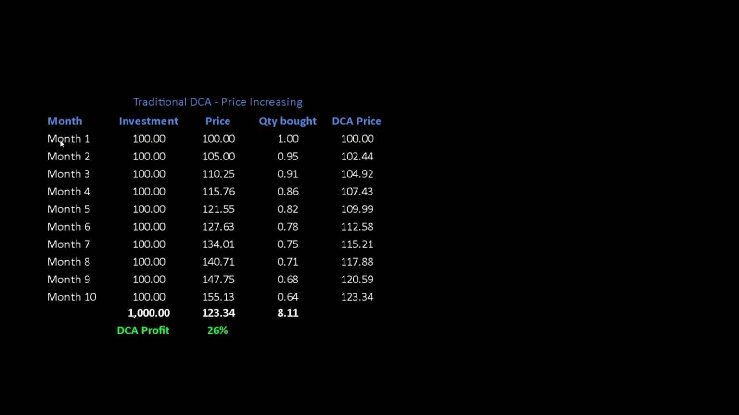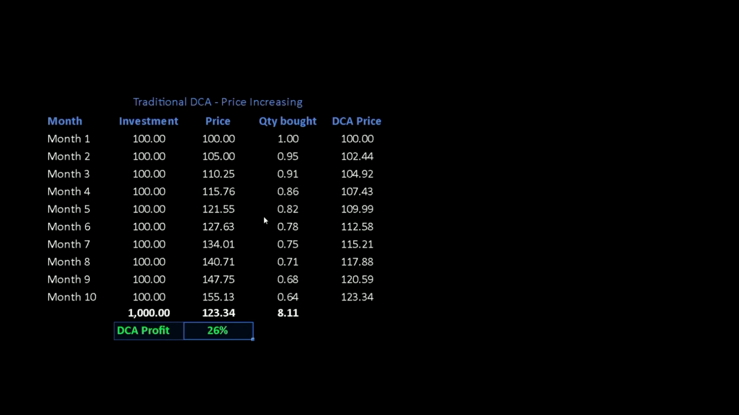When the price is increasing, you're putting $100 every month. You can see prices increasing by roughly 5% each month. This is the quantity you're able to buy, and then here is your DCA price. At the end of month 10, you will end up with an average price of 123.34. Given that last price is 155.13, this means your DCA profit will be 26%.